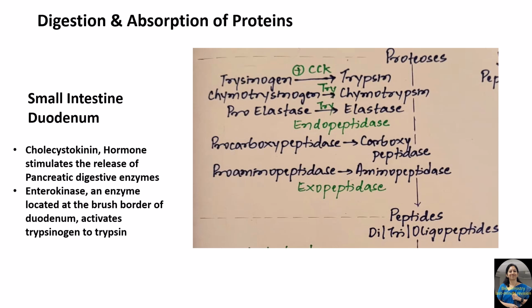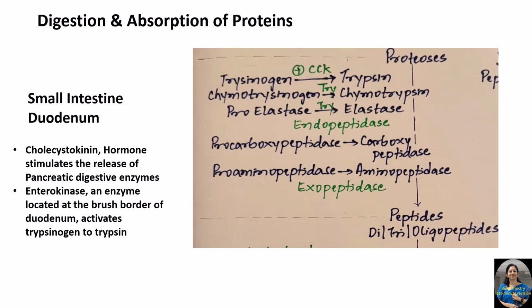Now the pancreas releases the digestive enzymes under the stimulation by cholecystokinin, and this hormone stimulates the release of all the digestive enzymes of proteins. Further, enterokinase, which is the enzyme present at the brush border of the duodenum, activates conversion of trypsinogen to trypsin. All the digestive enzymes are present as inactive zymogens, mainly to prevent the autolysis of the cell. Trypsinogen is converted to trypsin by enterokinase.